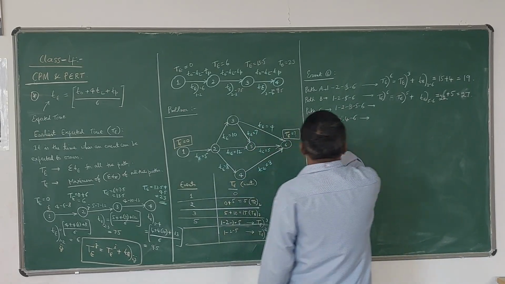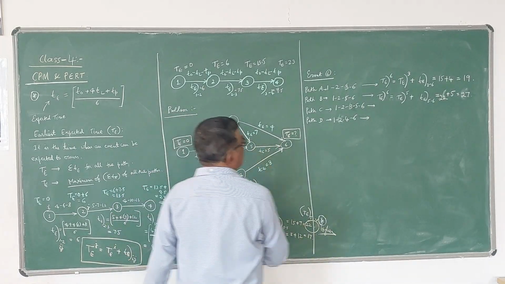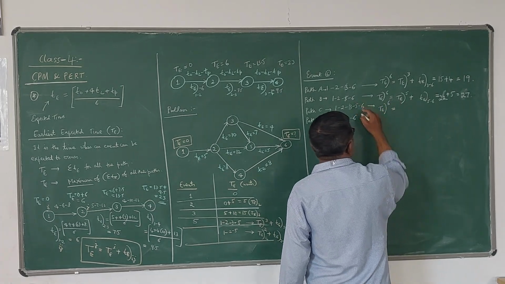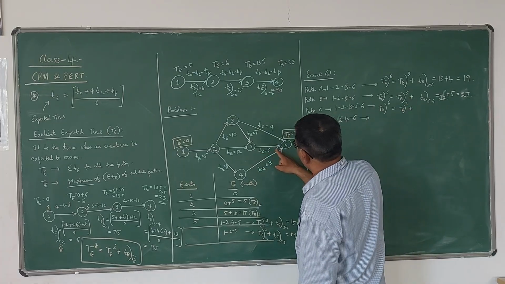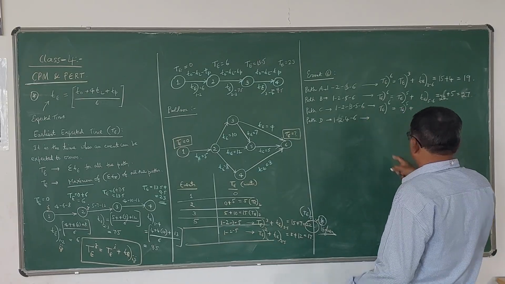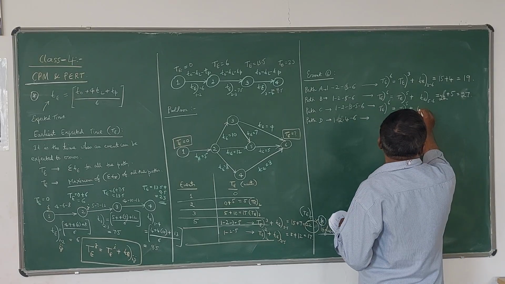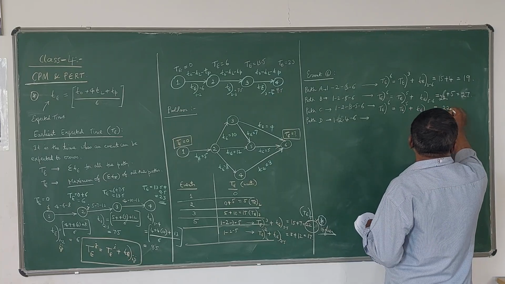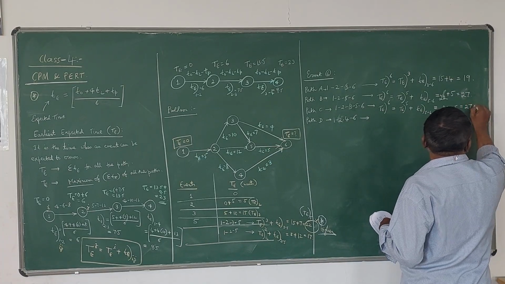Next, the third value, that is path C: 1, 2, 3, 5, 6. Here also TE6 is equal to, the previous event is 5. So I have to take TE5 plus t of 5, 6 only. Here also it is the same: 22 plus 5, which is 27.